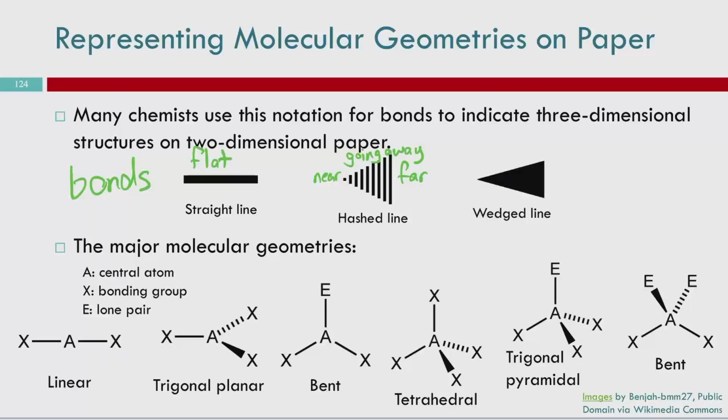And then we've got the wedged line, which is coming towards us. And the way that my brain remembers this is that wedge makes me think of potato wedges, and I really like potato wedges, and so I want potato wedges to be coming towards me, because if potato wedges are coming towards me, guess where I can put them? In my cargo pants, so I can save them for later.